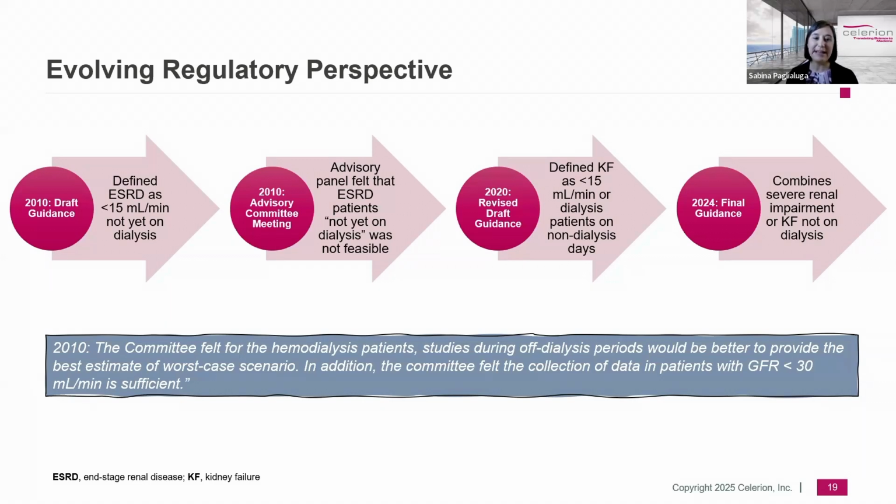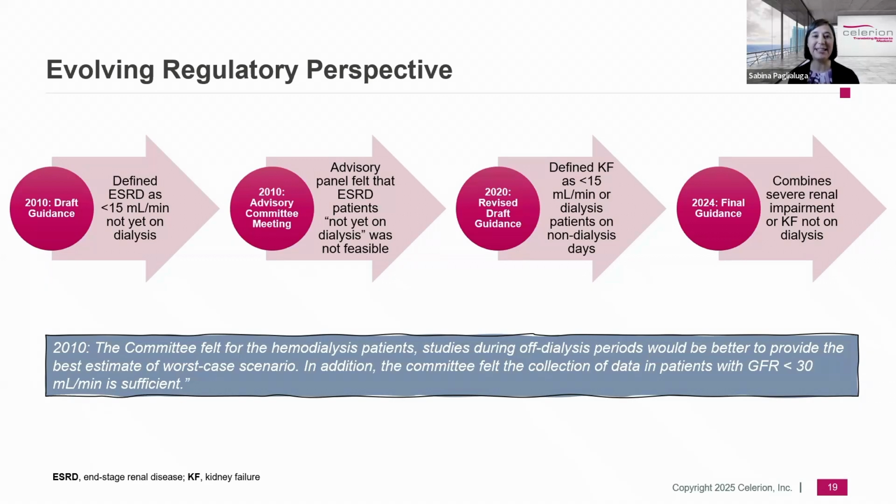So they recommended that dialysis patients during off-dialysis days would be a better estimate of the worst case scenario, but also felt that patients with a GFR less than 30 would be sufficient. So 10 years later, the FDA revised the draft guidance and now defines the worst case scenario as kidney failure patients, which is a value of less than 15 mL/min, or dialysis patients not on dialysis days.